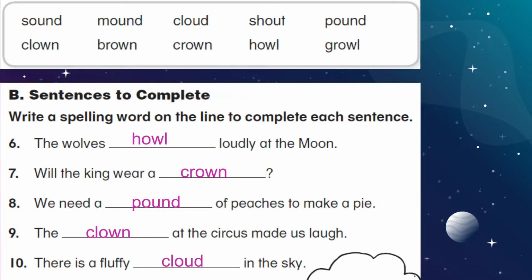The clown at the circus made us laugh. Who's at the circus? The clown. 10, there is a fluffy blank in the sky. What do we find up in the sky? Cloud. There's a fluffy cloud in the sky.